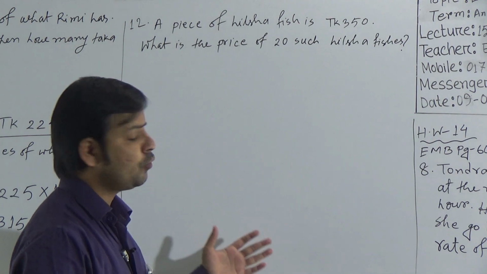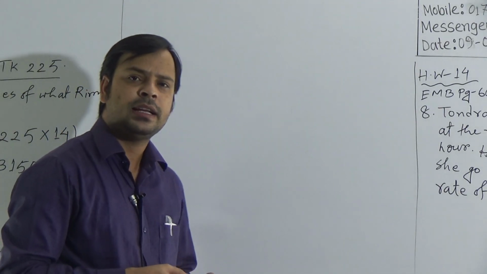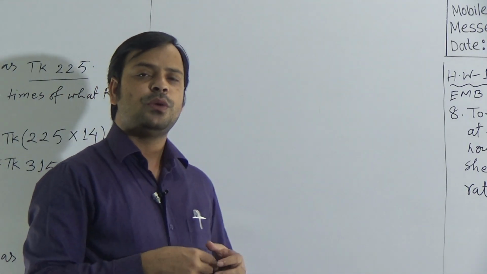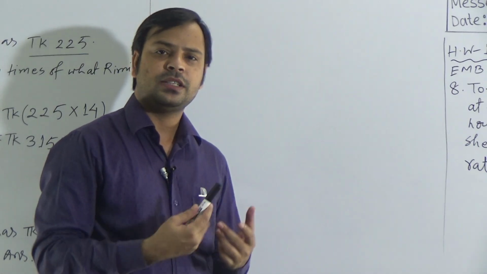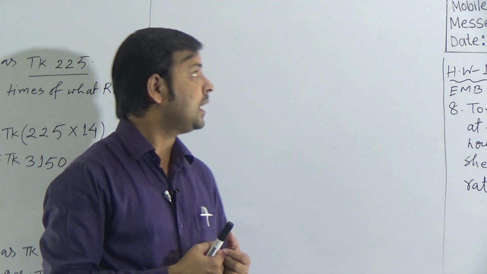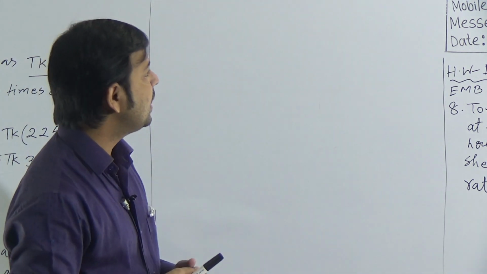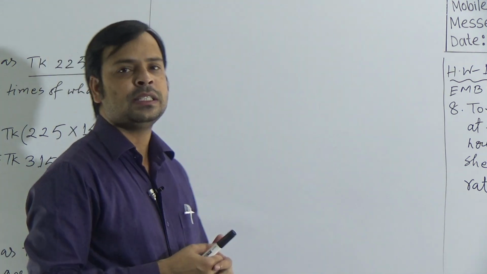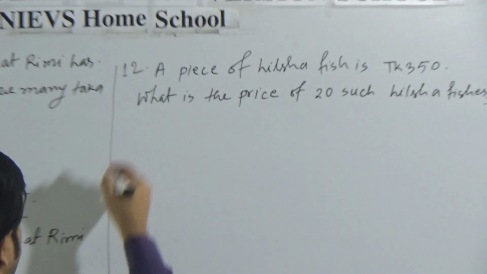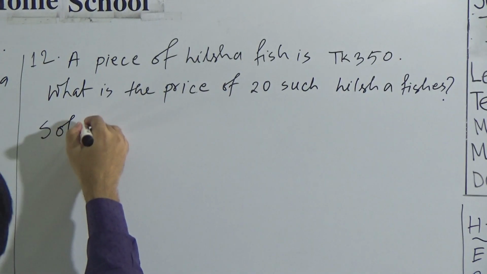When the price of one item will be given and we have to find the price of more items, that time we have to multiply the price of one item by the number of items. It means that if we multiply taka 350 by 20, we will get our required answer. Okay, dear students, now we can start our solution.